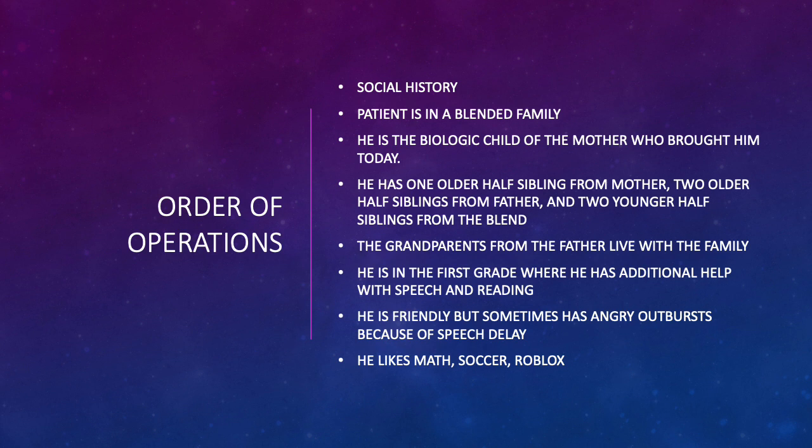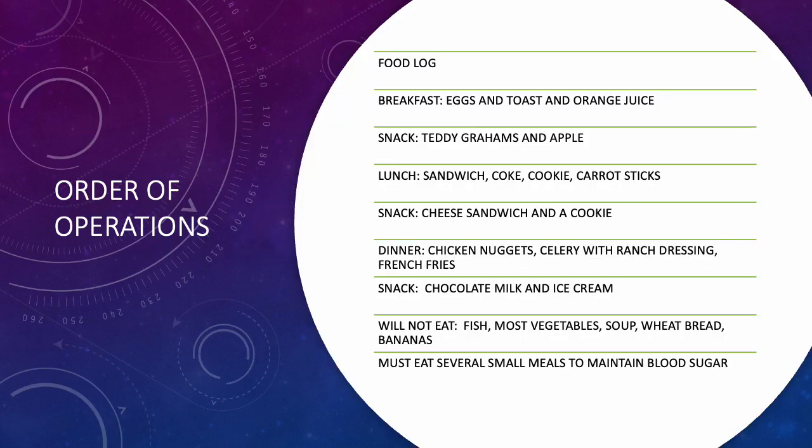A 7-year-old in 1st grade does indicate that he either has a late in the year birthday and was held back by the school, or he has been previously held back. He's a friendly kid, but he has angry outbursts because of speech delay. This is not uncommon because he can't express himself verbally, so he reacts with a more emotional and/or somewhat violent physical reaction because he's frustrated. He currently likes math, soccer, and Roblox.